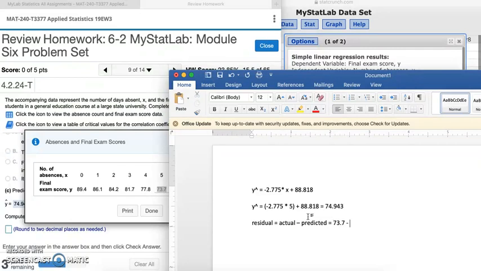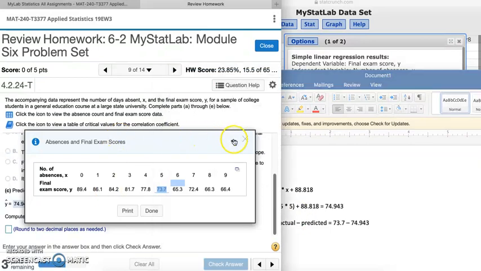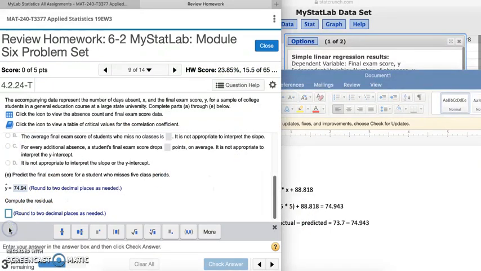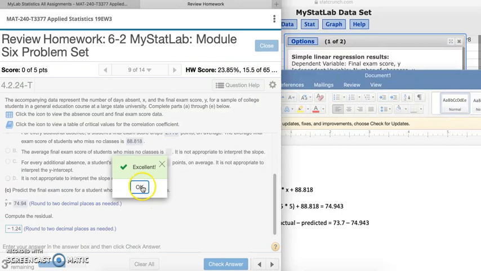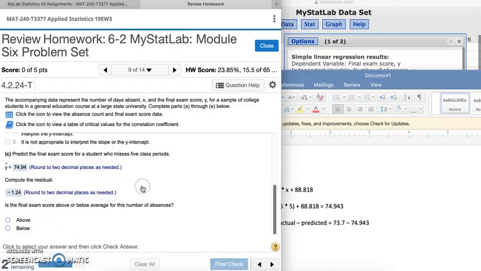So in this case, it's going to be 73.7 subtract 74.943. So once we plug that in, we get negative 1.24. So let's plug the negative 1.24. Check answer. Excellent. Now this is important that you make sure you get the actual minus predicted and not the other way around, because you'll end up with a negative or a positive in the wrong direction. You'll get the same number no matter which way you subtract, but you want to make sure that you have that actual minus the predicted.